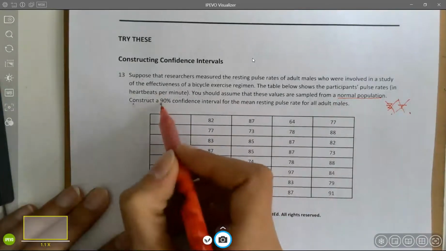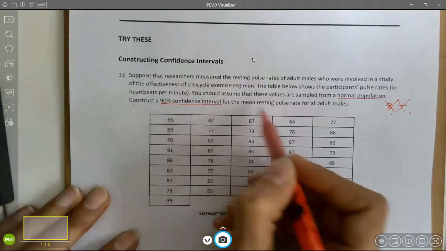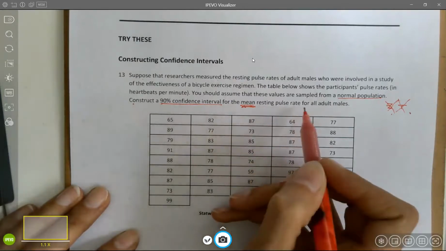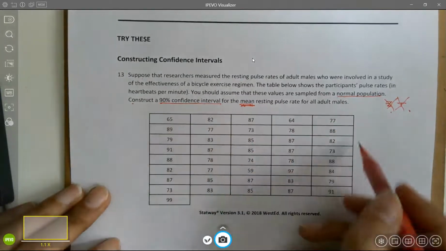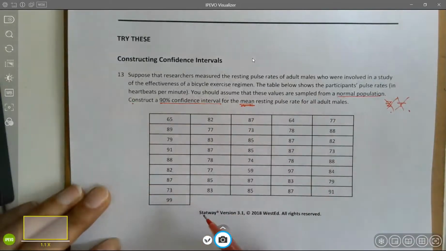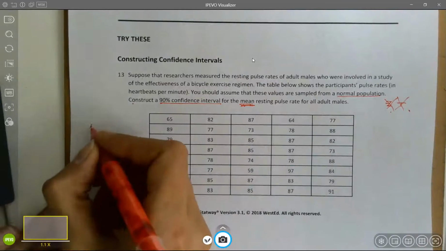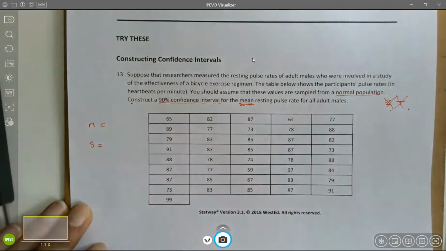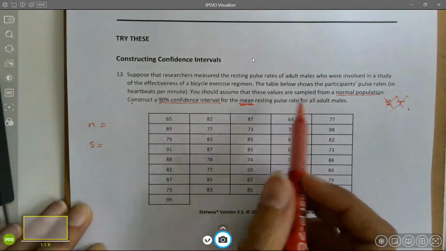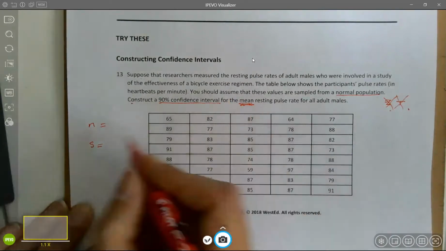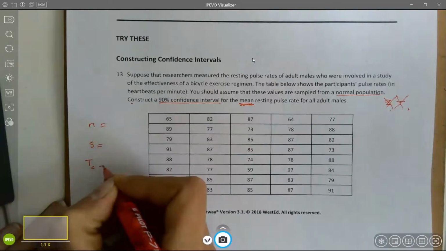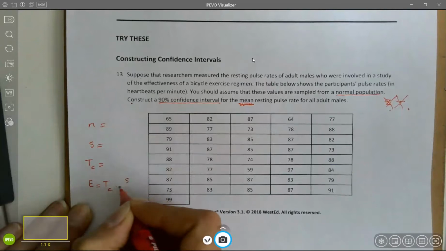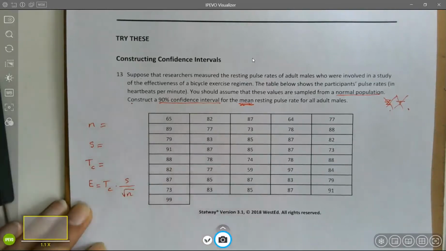The question says, construct a 90% confidence interval for the mean resting pulse rate for all adult males. This is the collection of the data that we have. How many data do we have? What is N? What is S? This is a sample. What is the standard deviation? And since we want to find the confidence interval, we need to find T sub C and the margin of error, which is TC times S divided by square root of N.